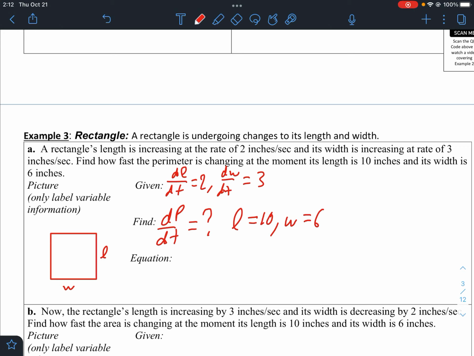The equation we're going to use. All right, so this is where you have to think about an equation that relates the things we're talking about here. So the length and the width and the perimeter. So the perimeter of a rectangle is given by 2L plus 2W.